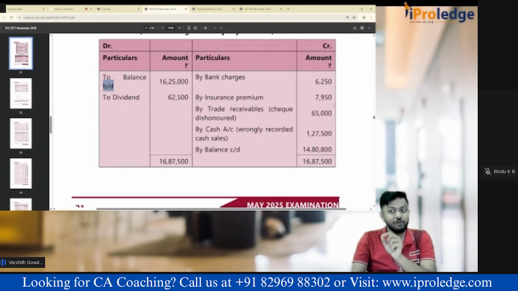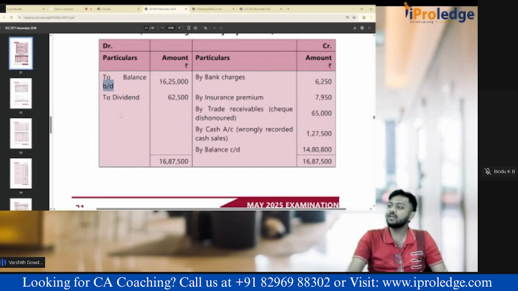To figure out whether an account has a debit or credit balance, see the balance brought down. See where the balance brought down comes. Even though the balance carried down is 14 lakh 80 and it is on the credit side, where will the balance brought down come? Ultimately on the debit side only. That means it has a debit balance. Don't see the carried down side, that is opposite. Always see where the balance brought down is. Easy: whichever side is more, that balance it has.